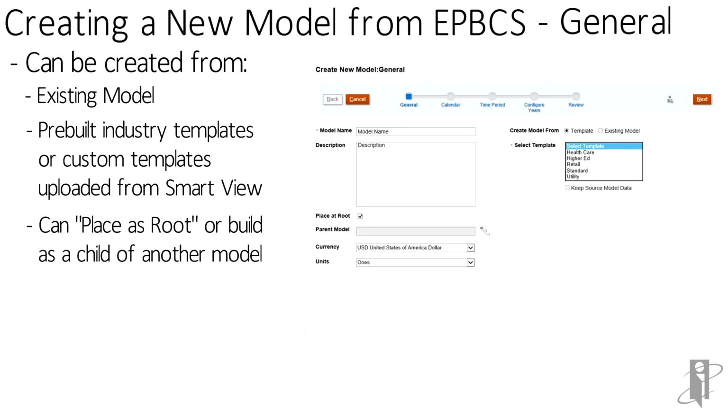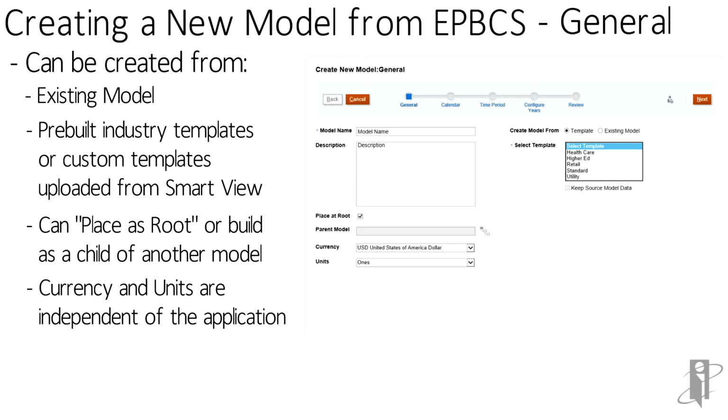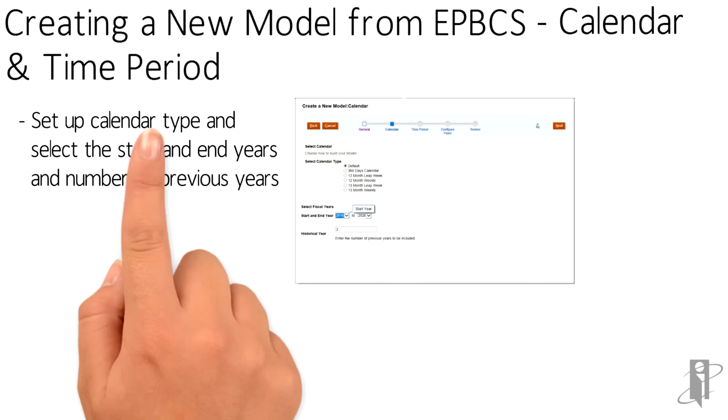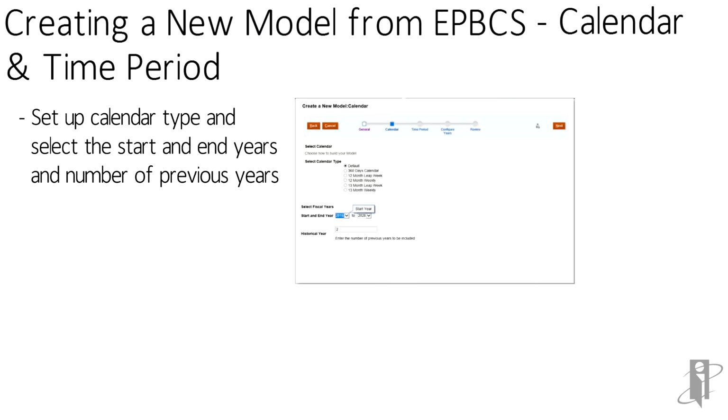You can also place this new model as a root, or you could build it as a hierarchy if you'd like to be able to keep track of where it sits within an organization. Currency and units are independent of the application, and the conversions are all set up in SmartView. So the next thing you're going to want to do is set up the calendar and time period. You set up the calendar type and you select the start and end years.